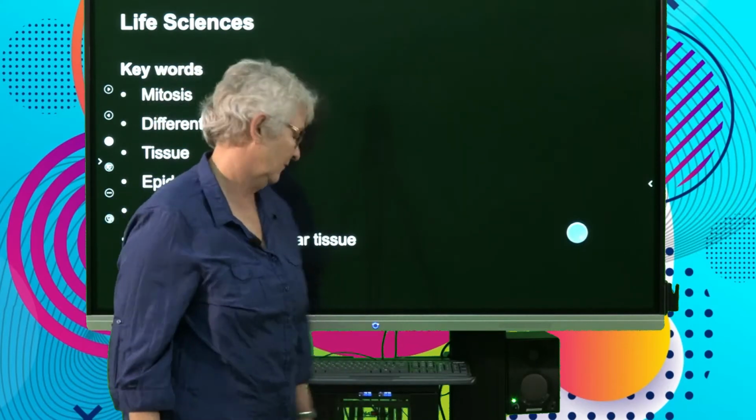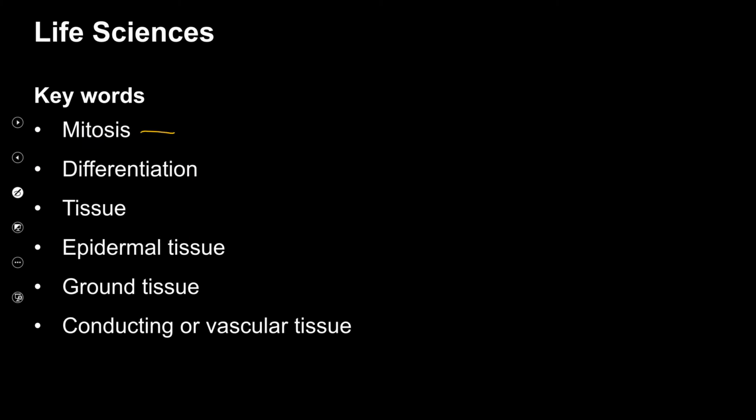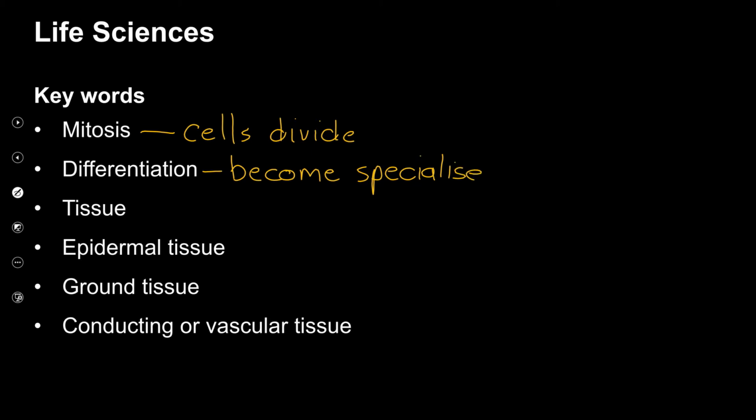To be able to understand what's going on, we need to understand the concepts that you have already done in class. I'm just going to revise them for you. You've learnt about mitosis, which is when cells divide to form many cells. You can think of those cells as little baby cells. As the cells get bigger, they become specialized, and we say they differentiate. When they become specialized so that they can carry out a particular function, and when a whole lot of cells become specialized to carry out a function, they form a tissue.